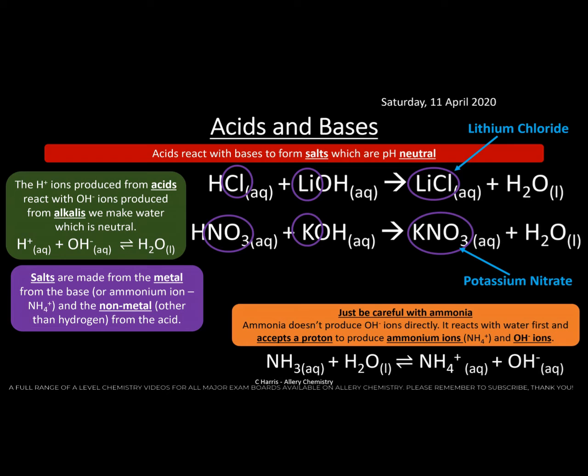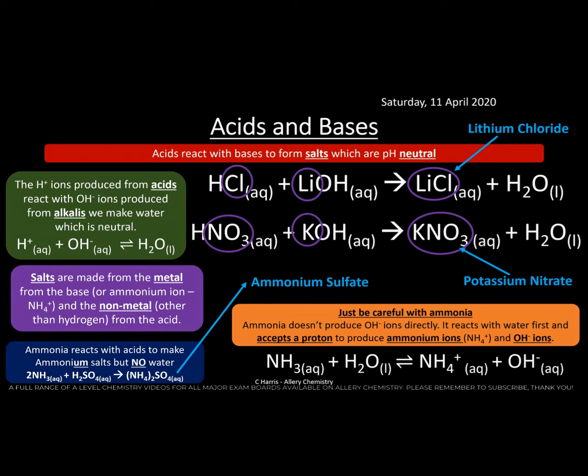What we've got to be careful of is ammonia. Because we know that ammonia doesn't produce OH minus ions directly, what it does, like we said before, it reacts with the water first, accepts a proton, produces ammonium ions, and then produces the OH minus ions. So it's because ammonia itself doesn't have an OH like these ones. So it needs to use water to produce the OH minus ions.